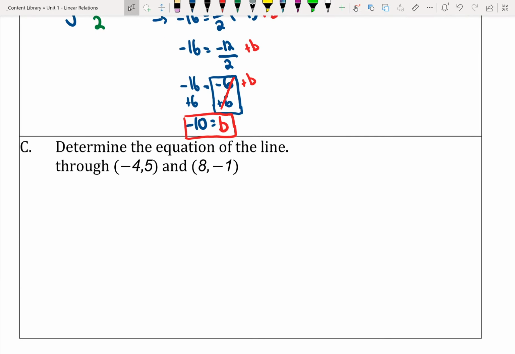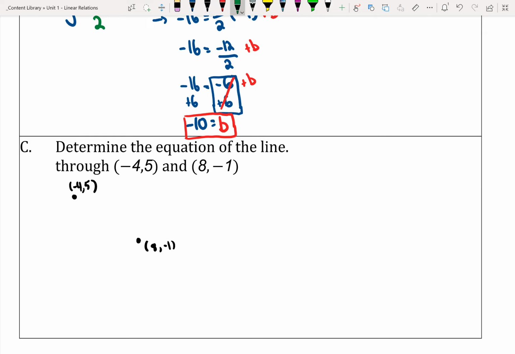For C is different. Again, we've looked at examples like this though in the past, because all I'm given is 2 points. So there's two options. One, I can figure out my slope by plotting these points roughly. So 8 and negative 1 is here. 4 and negative 4 and 5. So negative 4 is down over here, but negative 5 is up. So 8, negative 1, negative 4, 5. So I can plot those.